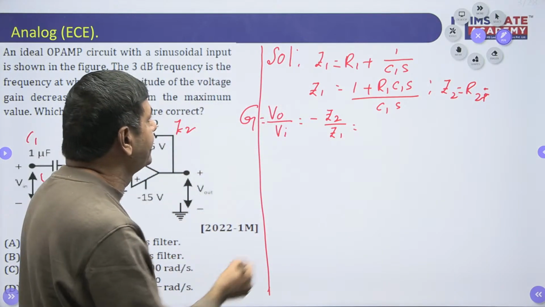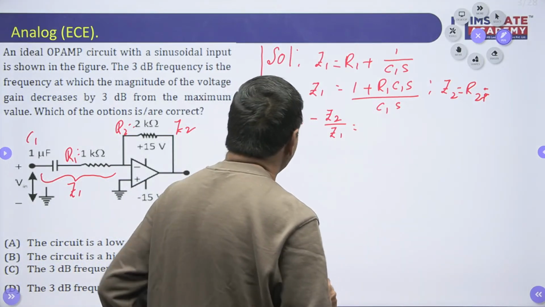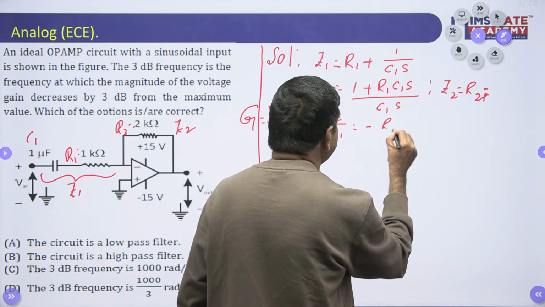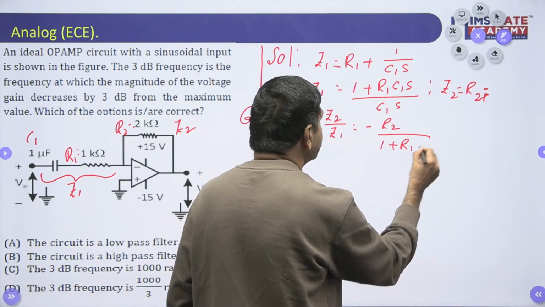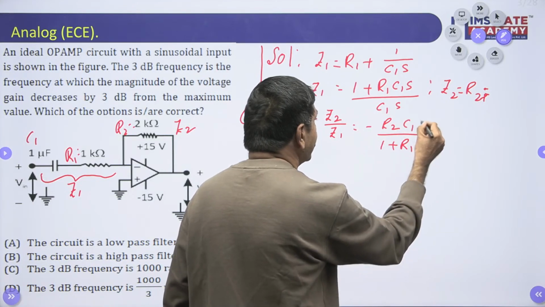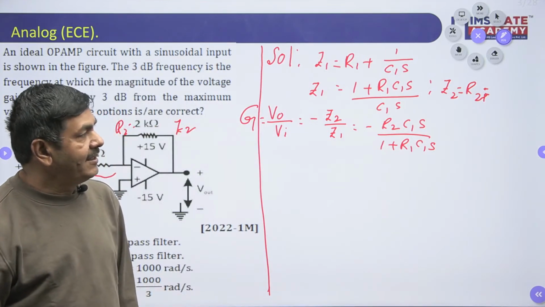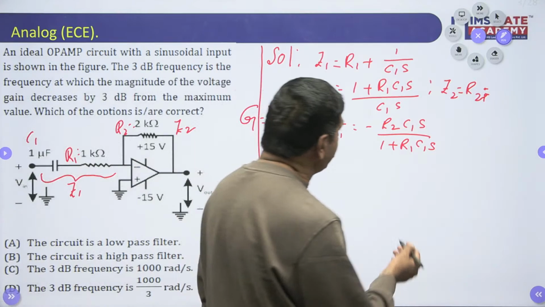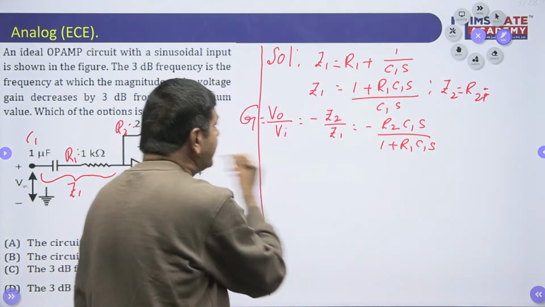Z2 is nothing but R2 here. Z1 is nothing but 1 plus R1C1S by C1S. In such a way the gain is to be taken. Now we can substitute the values here. What values are given? R2 equals 2K.